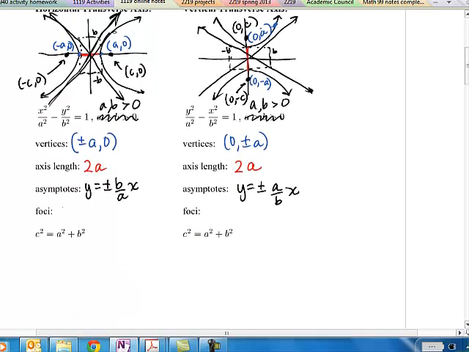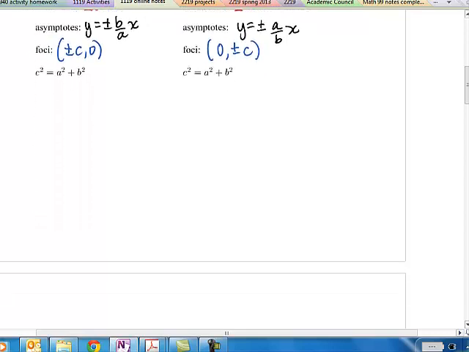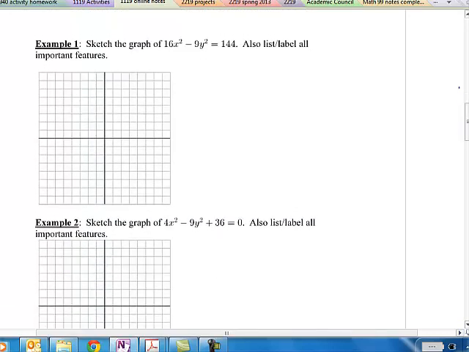So here we said we'd have positive or negative c, 0, and here we'd have 0, positive or negative c. And the relationship between a and b and c is always the same. c squared is always a squared plus b squared. So, first example here. We want to sketch the graph of this.